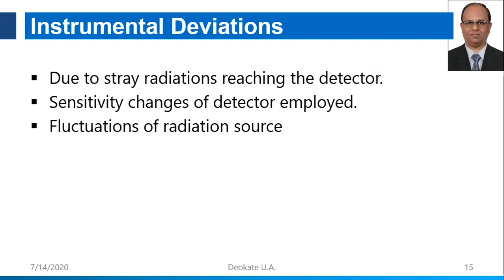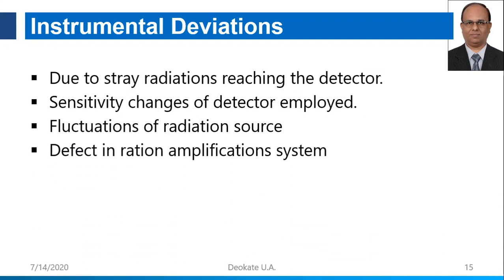Then fluctuation of the radiation source. Whatever source we are using, if the intensity of the source changes, it gives you different intensities of light after different time periods. Due to the heating, some resistance will decrease, and that causes fluctuation in the intensities. That will also lead to deviation. So these are the instrumental deviations.